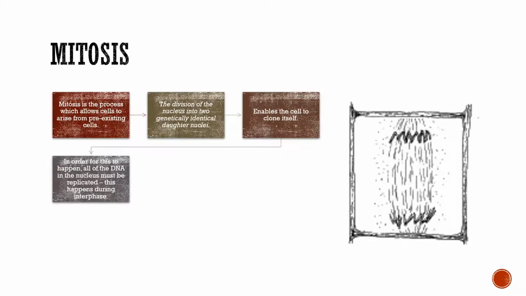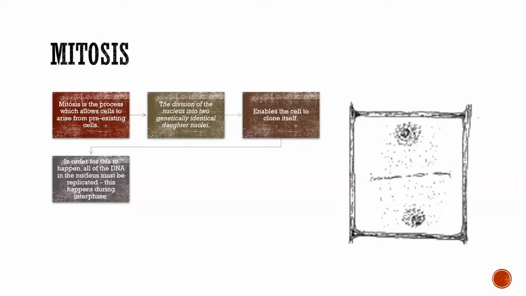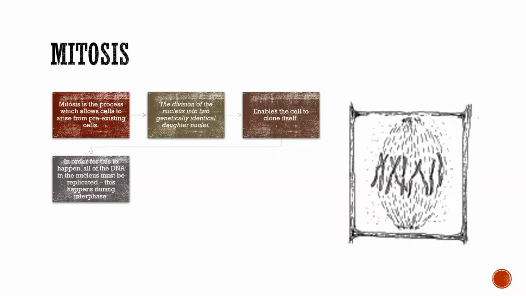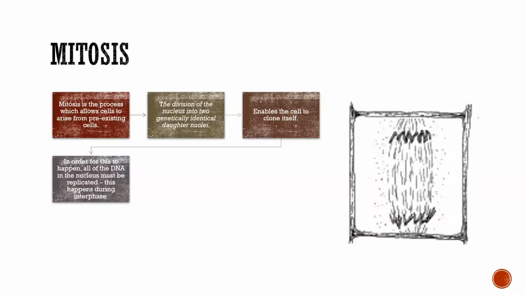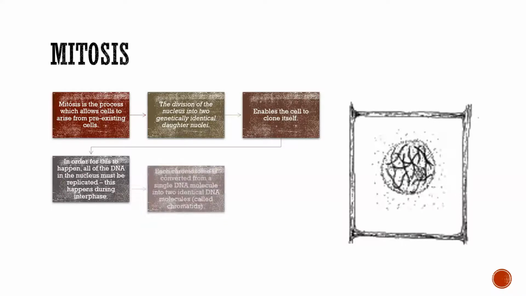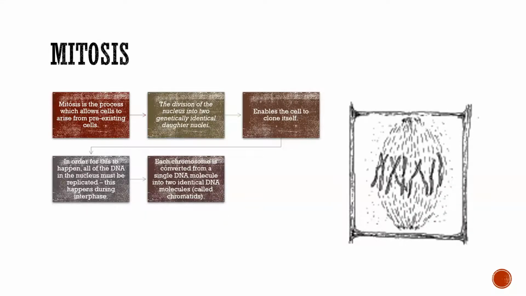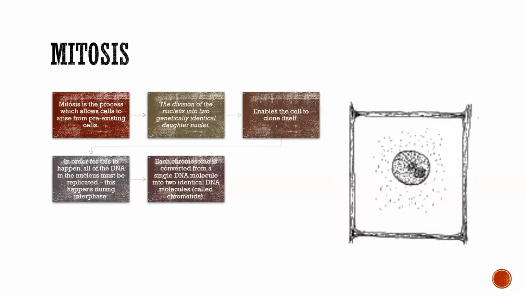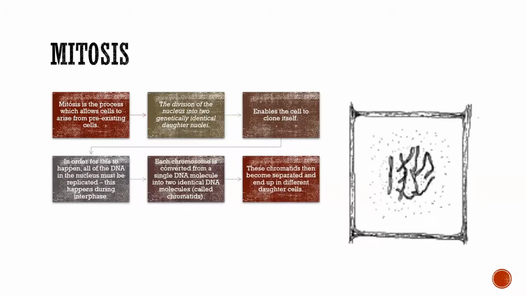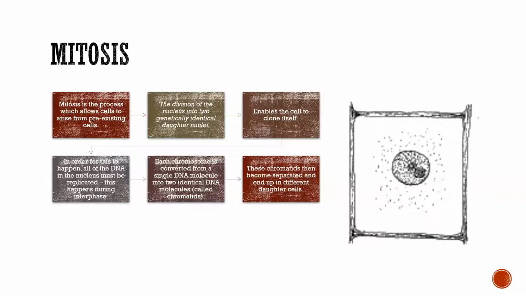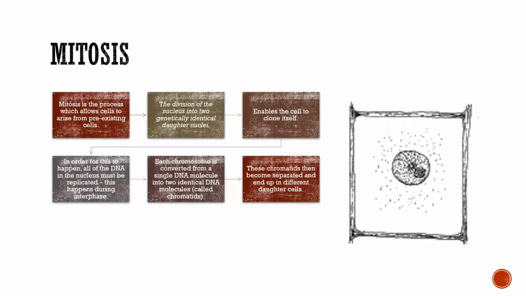In order for this to happen, all the DNA in the nucleus must first be replicated, and this is done during the interphase. The interphase is not actually part of mitosis, it's a phase that occurs before mitosis kicks in. Each chromosome is converted from a single DNA molecule into two identical DNA molecules, which we call chromatids. These chromatids then become separated and end up in different daughter cells.